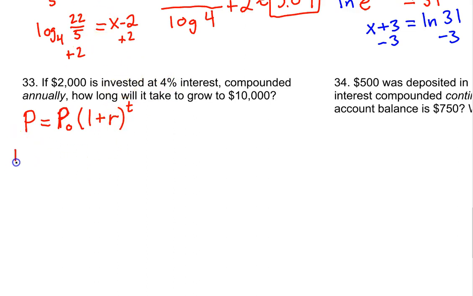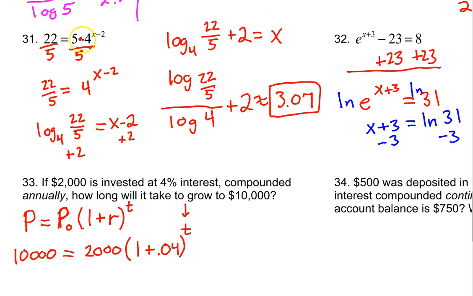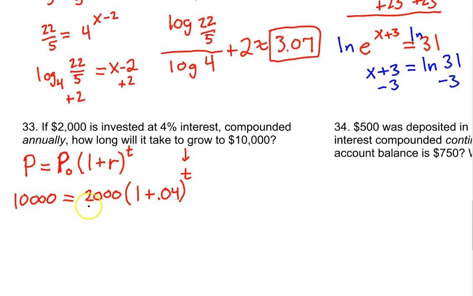So in this case we're going to end up with $10,000. So it's 10,000 equals what we started with, 2,000, raised to the 1 plus 0.04, that's 4%, to the t power. So we're solving this exponential equation where the variable is the exponent, so you need to use logarithms to solve it. Kind of like the problem above that we just worked on that had a 5 in front of our base. Here we have 2,000 in front of our base, so divide both sides by 2,000.